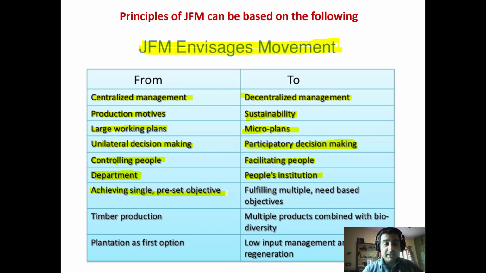Earlier we had achieving a single preset objective. Now in JFM we are required to have multiple need based objectives. It may be for fuel wood, fodder, it may be for small timber, for farm implements. Now the main aim before JFM was timber production. Now we have multiple products combined with biodiversity, and providing livelihood to the village people. Now plantation as the first option pre-existed before JFM. Now we have low input management and regeneration.